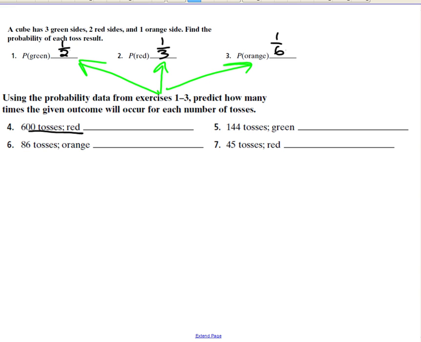Okay, so if we're comparing, we want to know how many times it's going to end up red if we toss it 600 times. So really we're comparing times it comes up red compared to 600 tosses. Who would bother? We wouldn't, but with enough math we can figure out how many times without having to do it. So what is the ratio it tells us for red? 1/3. So you're going to get one red for about every 3 tosses.